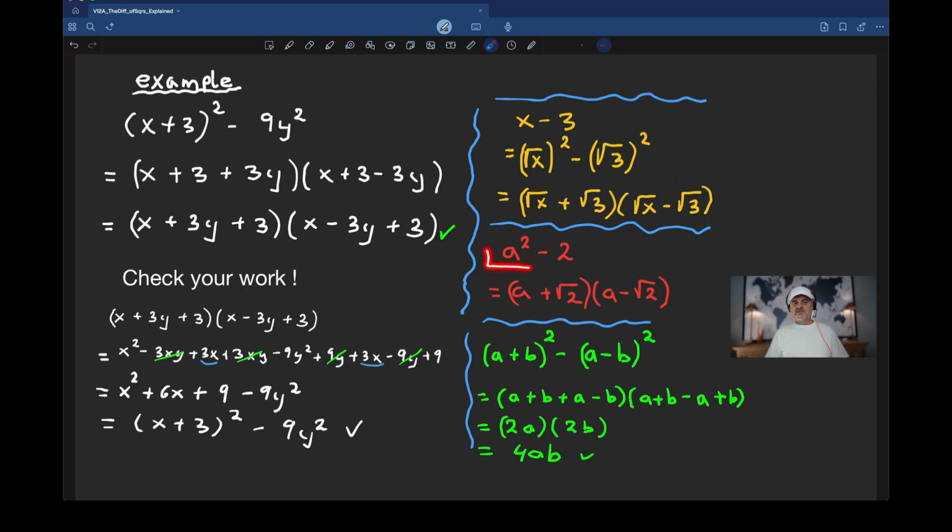Similarly, you have a situation when one term is squared, the other is not. So a squared minus 2. So this is why you say a plus square root 2 times a minus square root 2. That's the difference of squares. If you expand it, you guarantee to get the original question. Test it by yourself.